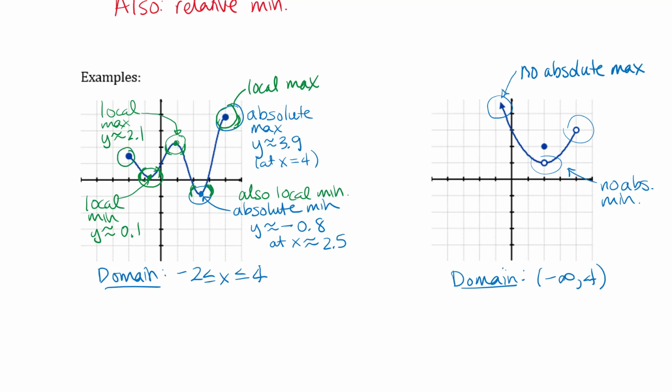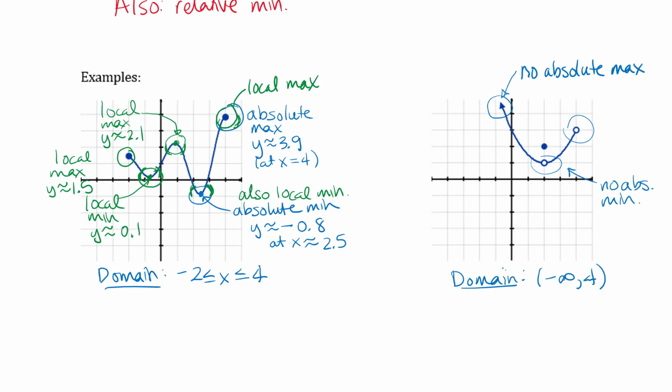And then also at the left end, I have another local maximum. That's the highest point in that region. And that appears to be at about y is approximately 1.5, and x is approximately negative 2 there. All right, so this function graph, I have 2 local minima and 3 local maxima.